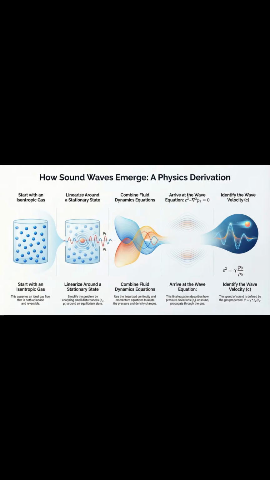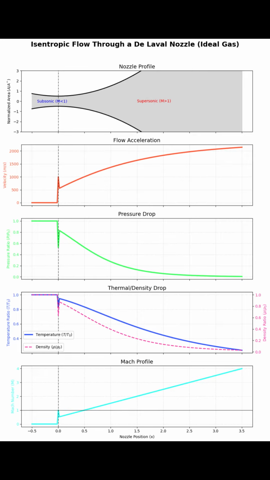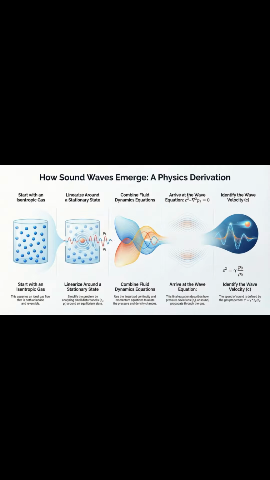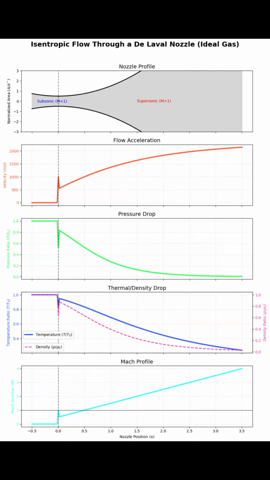Isentropic flow is a process that's both adiabatic, meaning no heat is transferred, and also completely reversible. For an ideal gas, this is all defined by the adiabatic gas law, which basically just says that pressure times volume raised to the power of gamma is always a constant.